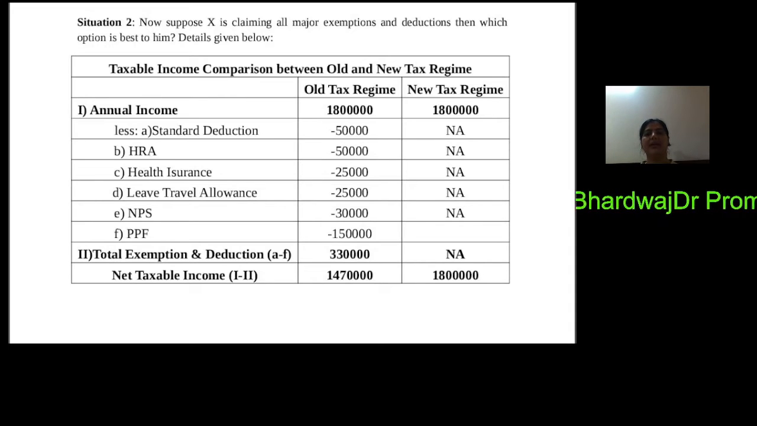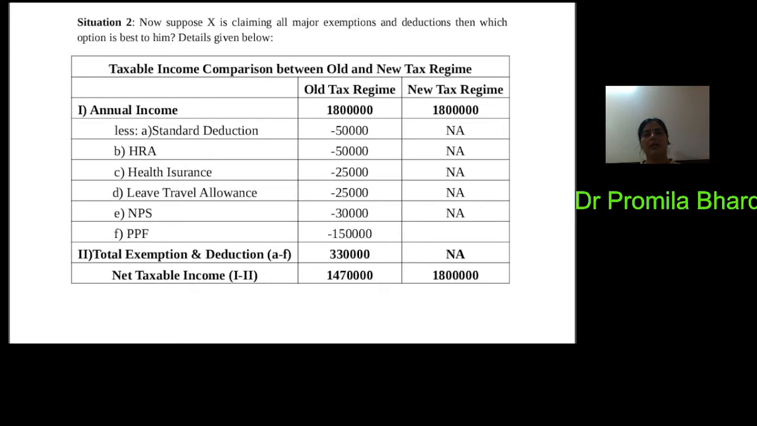Now his income is 18 lakh. After availing all these deductions and exemptions, his income is reduced by 3,30,000. Now his net taxable income is 14,70,000 under the old tax regime, but it is 18 lakh under the new tax regime.